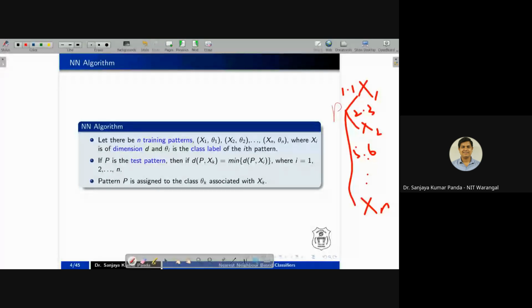As the pattern P is close to x1, pattern P is assigned to the class level of x1. For example, the class level of x1 is, let's say, theta 1. So the class level of P is also determined as theta 1. In this way, we assign the test pattern into one of the classes.